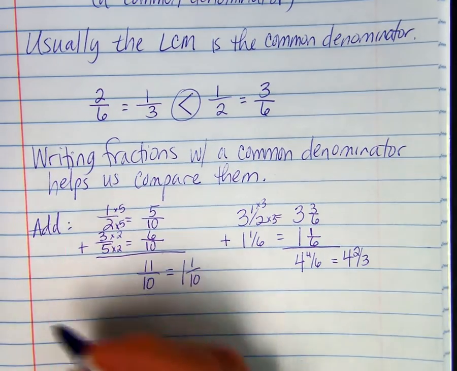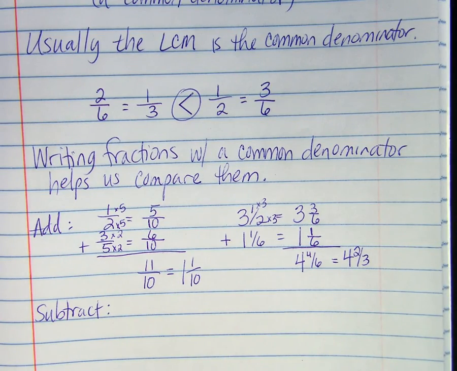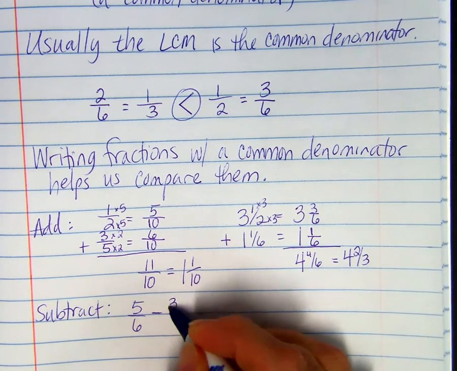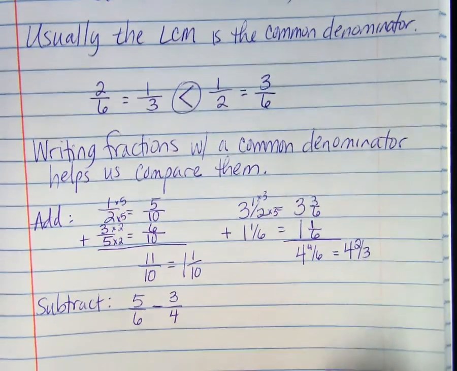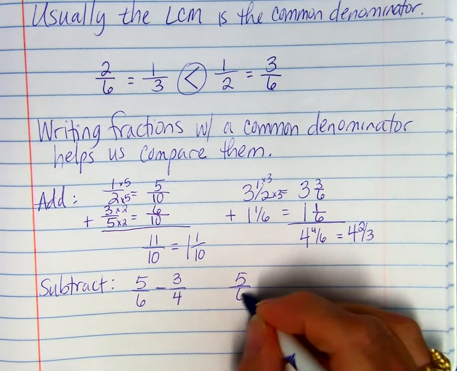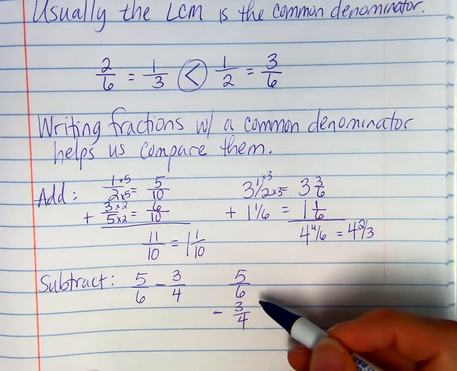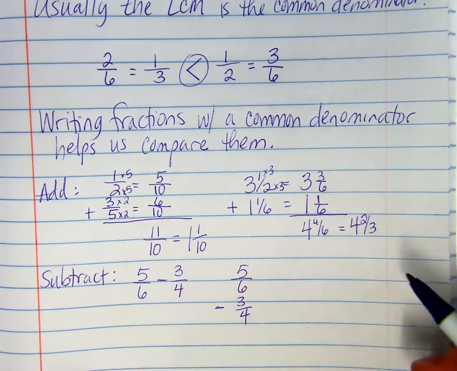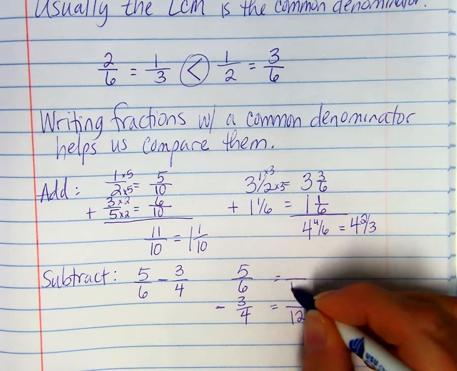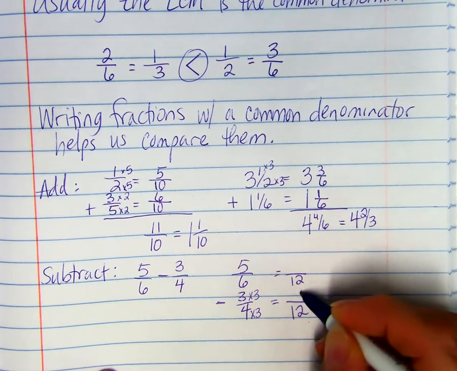Now if we are subtracting, here's an example. We have 5/6 minus 3/4. We could set that up where one is on top of the other, so we do vertical subtraction. If we count by sixes, 6, 12, since 4 goes into 12, we can write that as something over 12, and the 6 can go into 12. So 4 times 3 is 12, 3 times 3 is 9, so this would be 9/12.